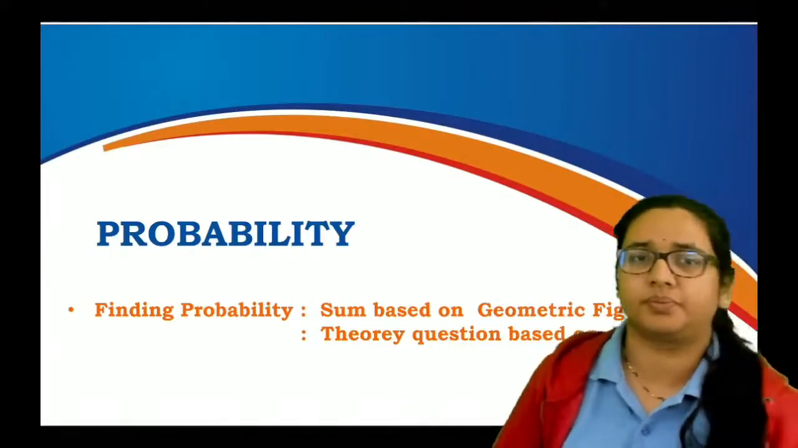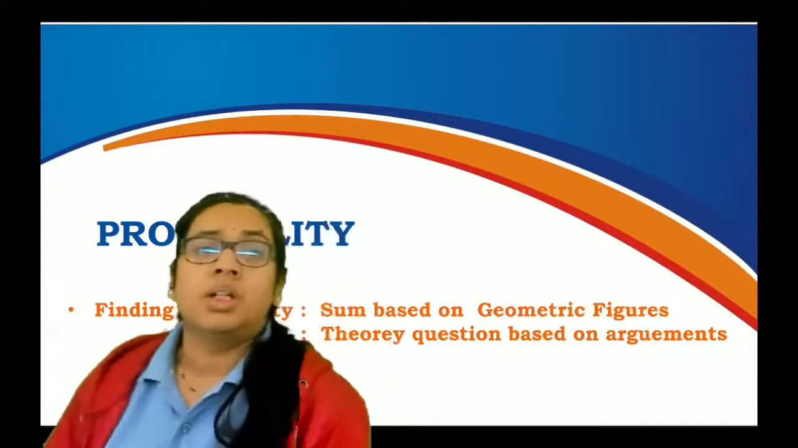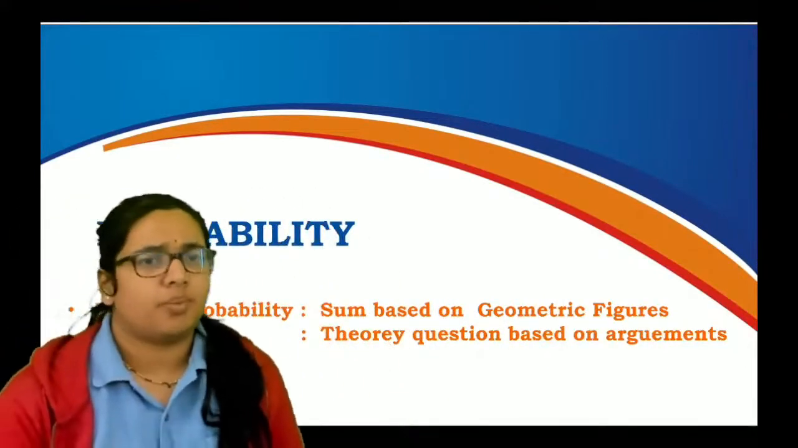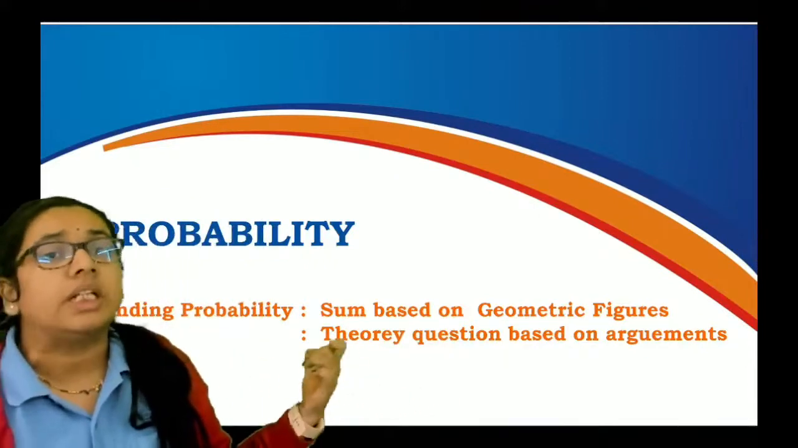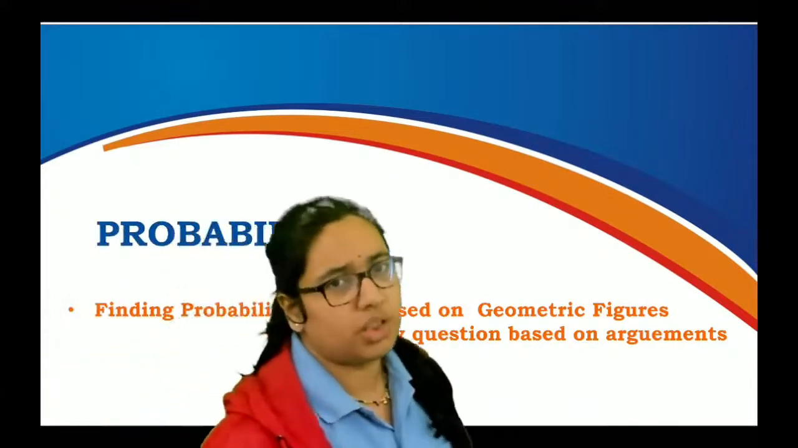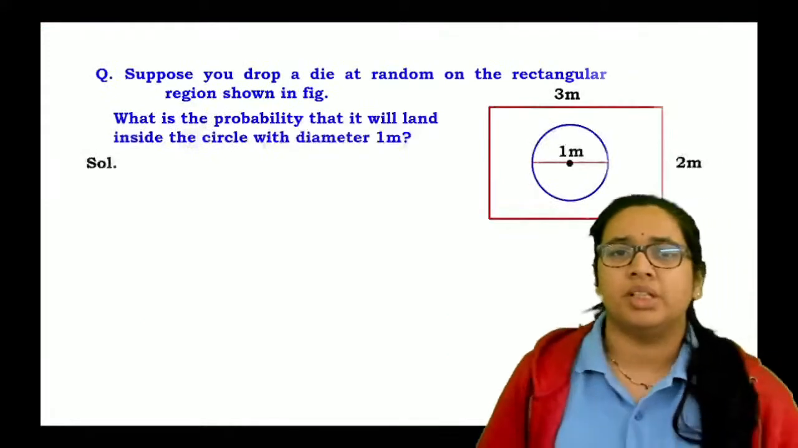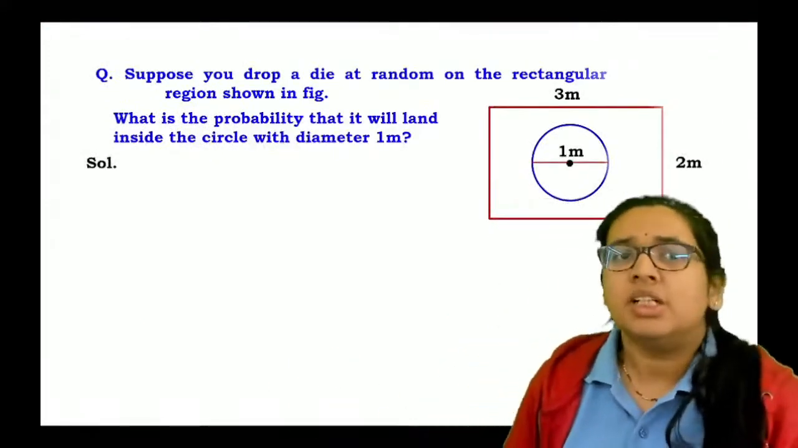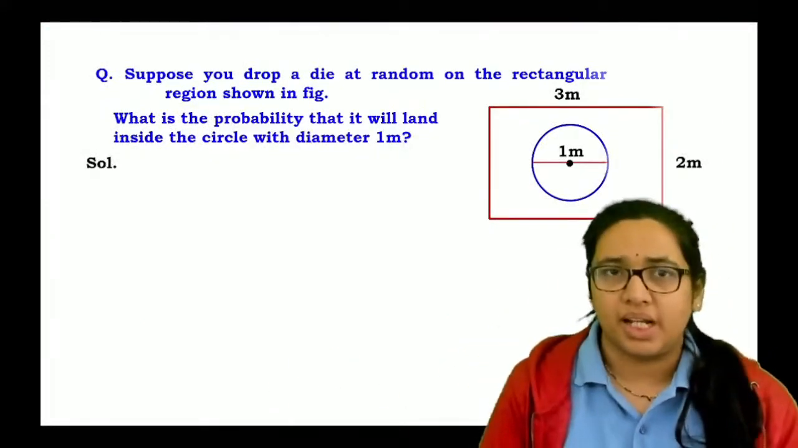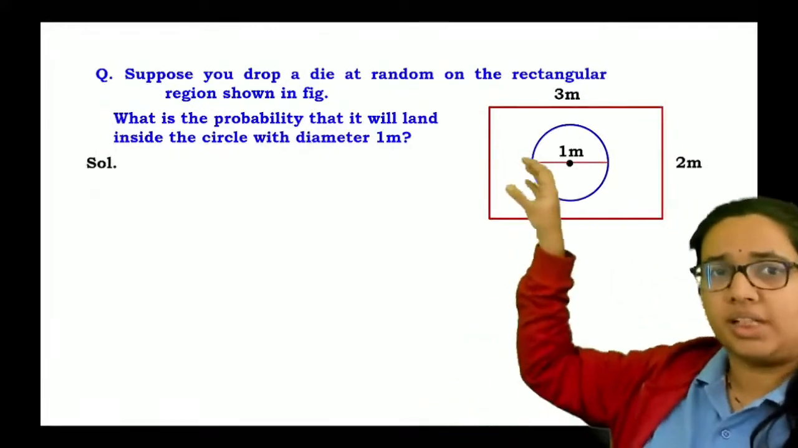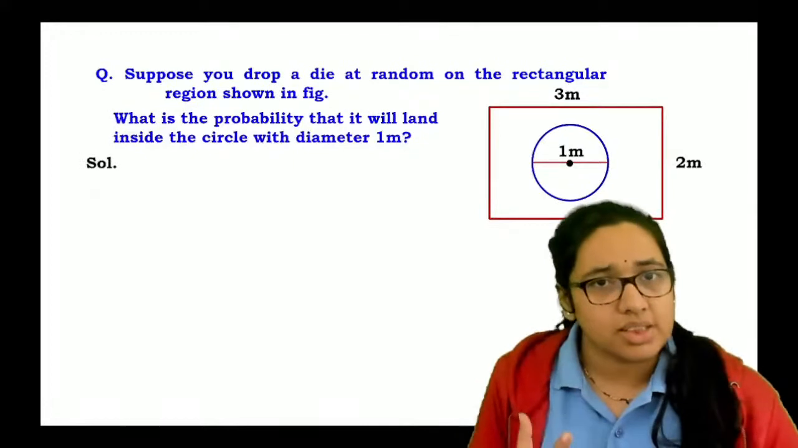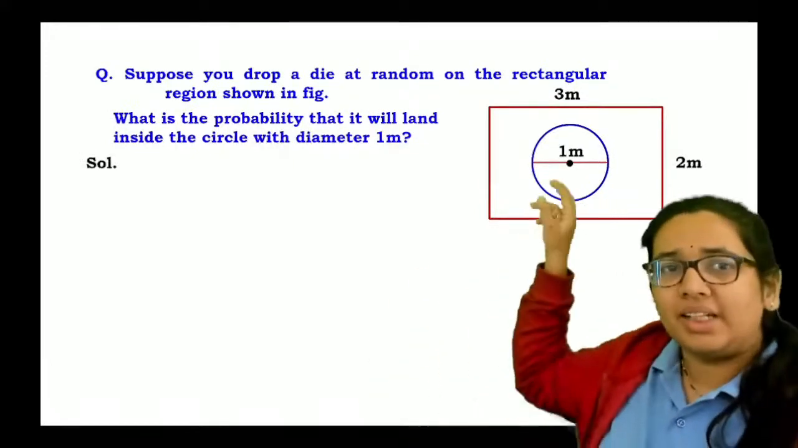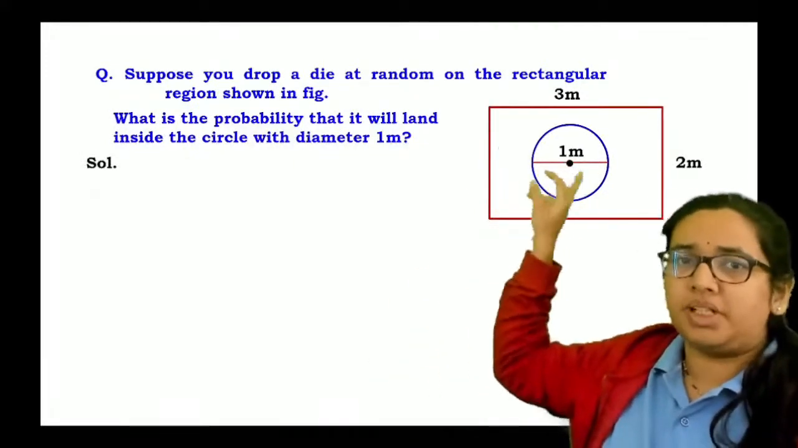Okay. Now, it is just another type of question. Some are based on geometric figures, and some are theory questions based on arguments. See, something like this. Suppose you drop a die at random on the rectangular region shown in the figure. Then, what is the probability that it will land inside the circle with diameter 1?